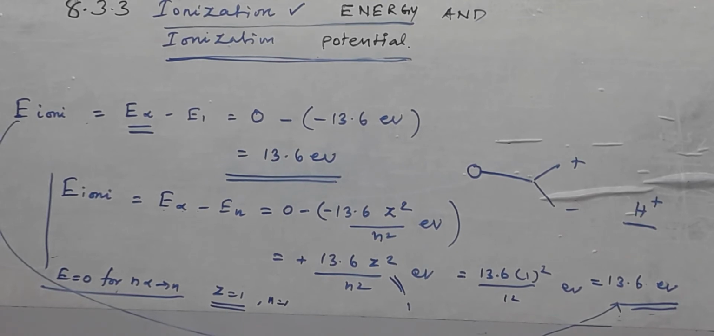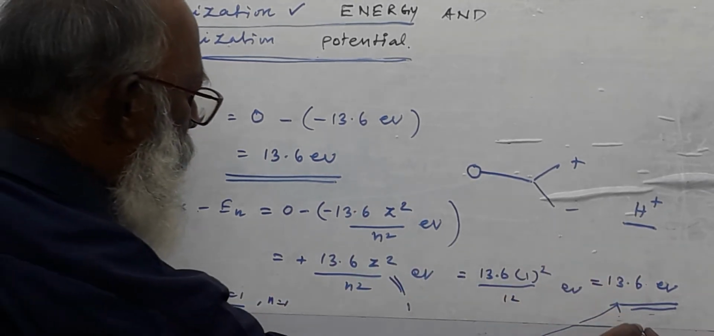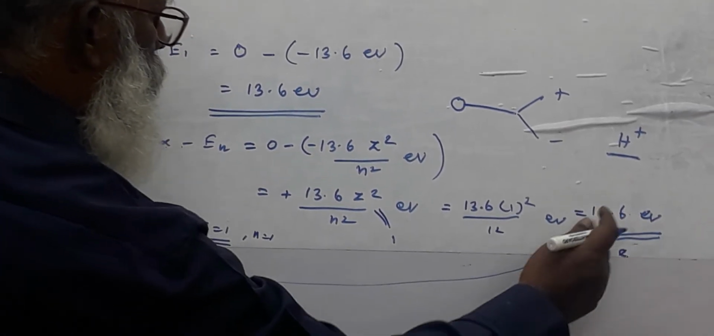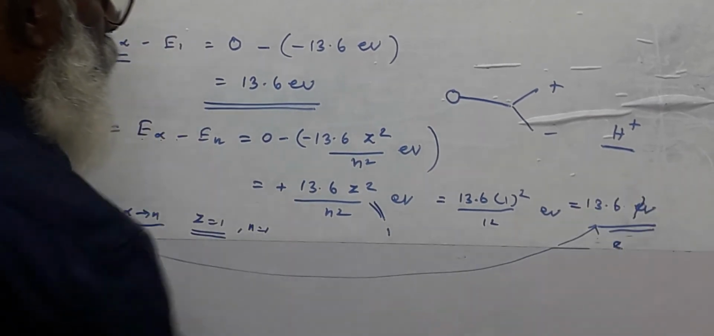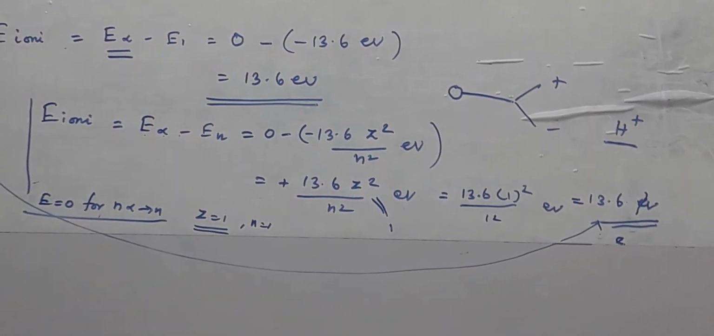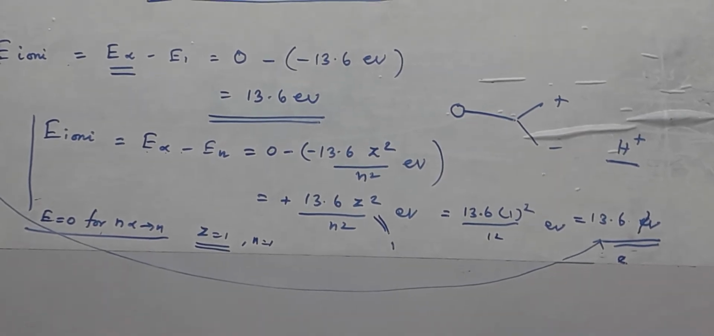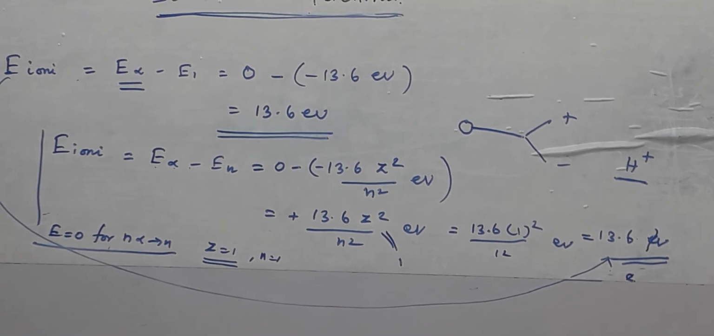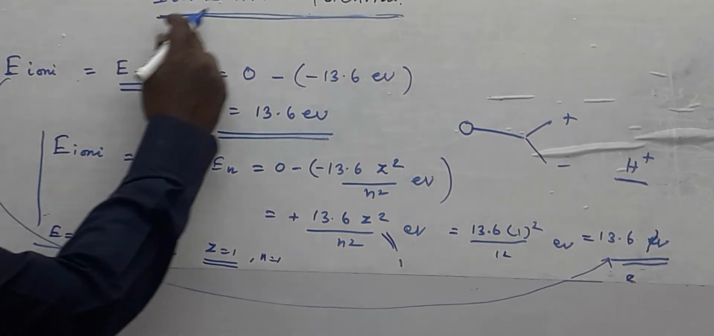Now, ionization potential is defined as ionization energy per unit charge. Ionization energy per unit charge. That's all. E cancels, then 13.6 volt. 13.6 volt. This is called V ionization. That is ionization potential.